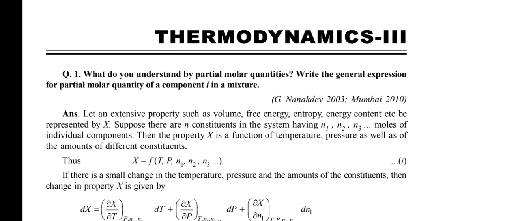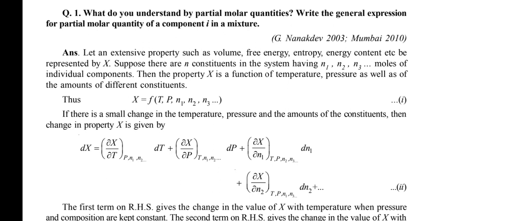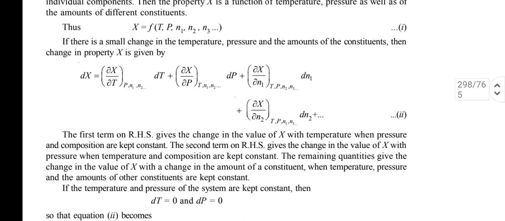X is given by dX equal to (dX by dT) at constant pressure, n1, n2 dT plus (dX by dP) at constant temperature and number of moles dP plus (dX by dn1) at constant temperature, pressure, n2, n3 dn1 plus (dX by dn2) at constant temperature, pressure, n1, n3 dn2 plus so on.